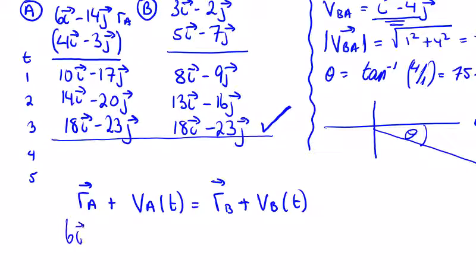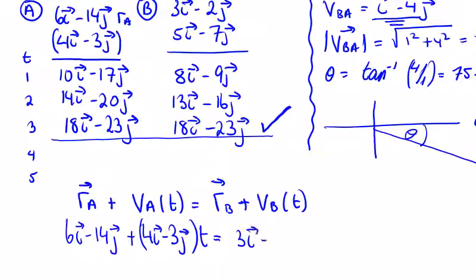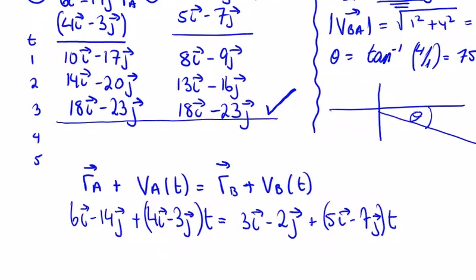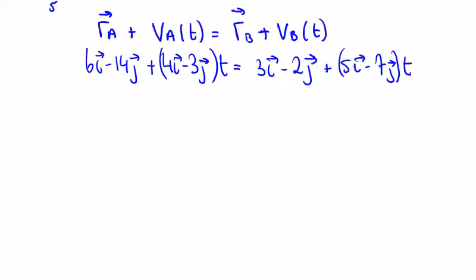So 6i minus 14j plus 4i minus 3j times t is equal to the position of B, which is 3i minus 2j, all from up here. And we'd have to add on the velocity 5i minus 7j times t. Can we simplify it a bit like complex numbers, get our real and imaginary parts? So we're going to simplify the i part and the j part down on each side here.